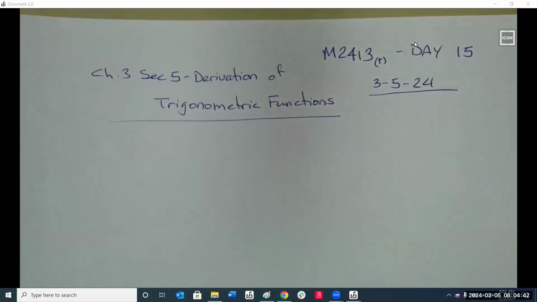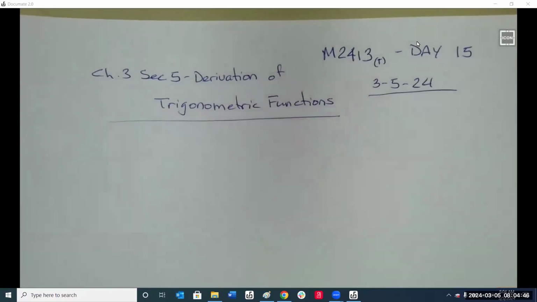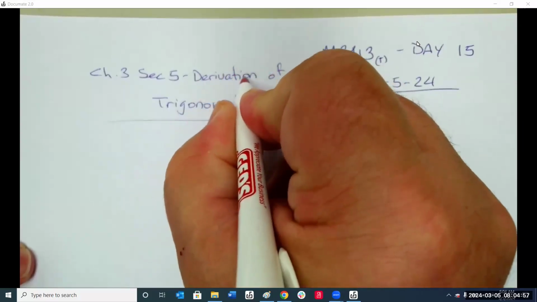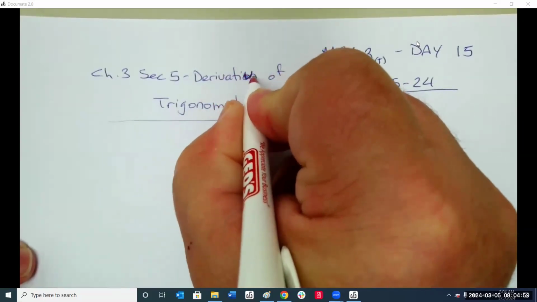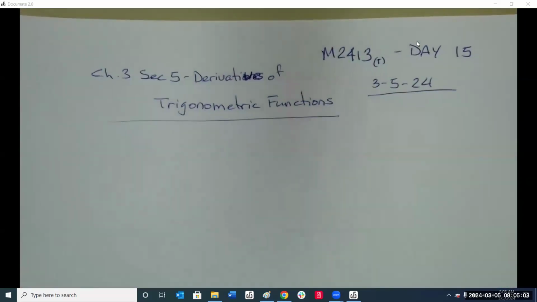What we're going to do now, we're going to talk about the derivative of trig functions. I actually meant to say the derivative of trig functions, derivatives, yes.